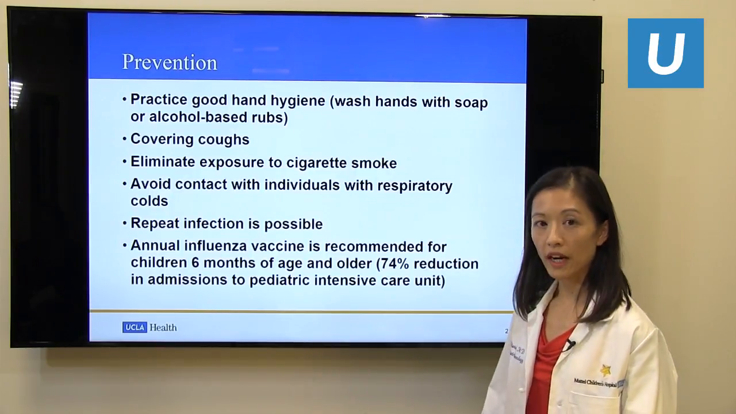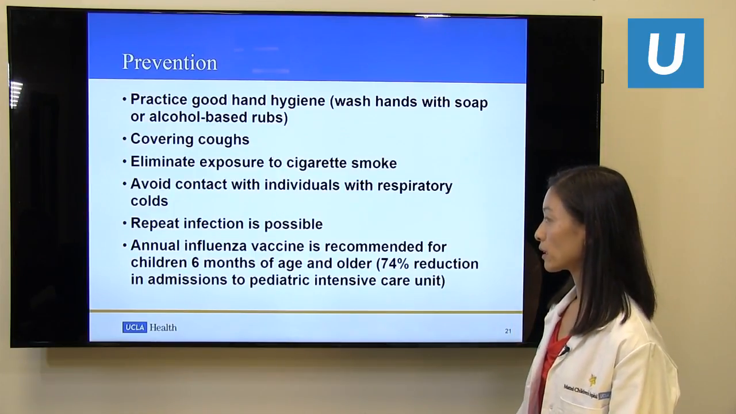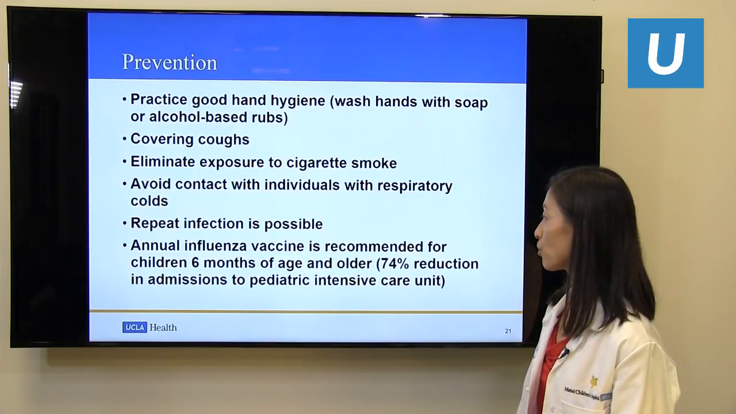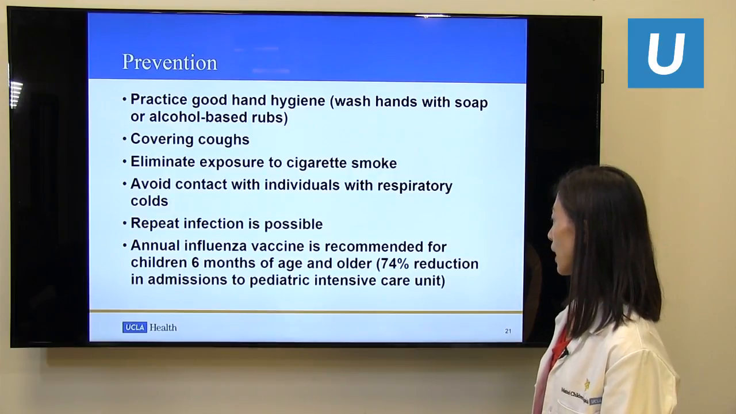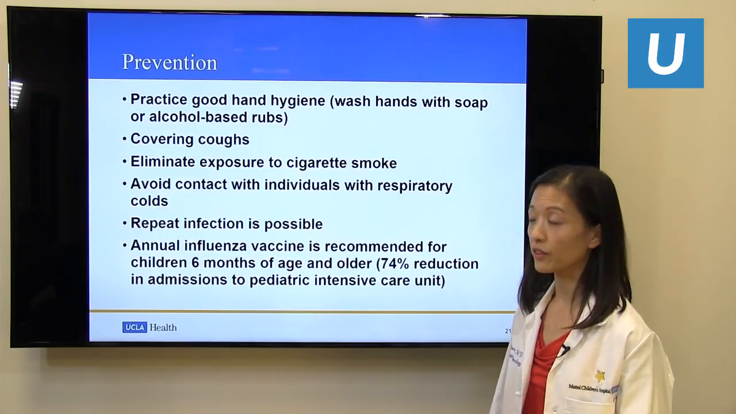And influenza virus can also cause bronchiolitis. So the annual influenza or flu vaccine is recommended for children 6 months of age or older. And the flu vaccine has actually been shown to have a 74% reduction in admissions to the pediatric intensive care unit.